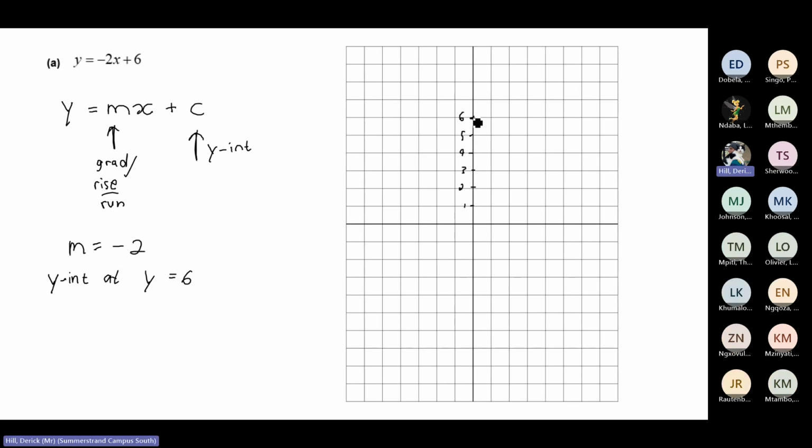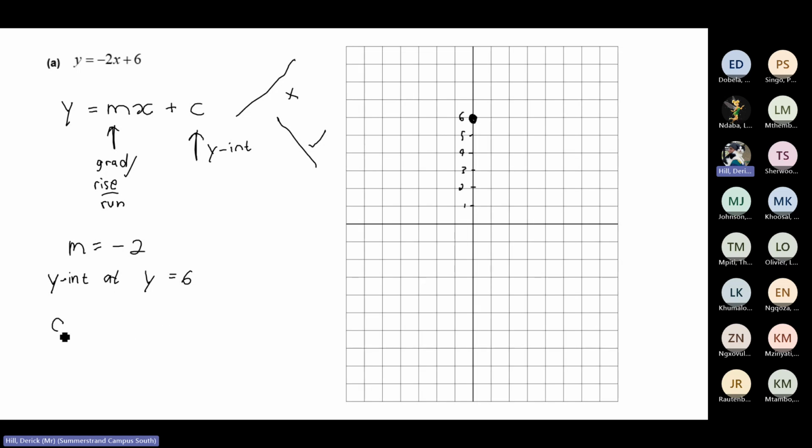So we know our graph is going to pass through over here. Now we have a negative gradient, so it's not going to go in this direction. It's going to go in this direction. All we need is one more point. What's an appropriate point? I think finding the x-intercept would be appropriate.